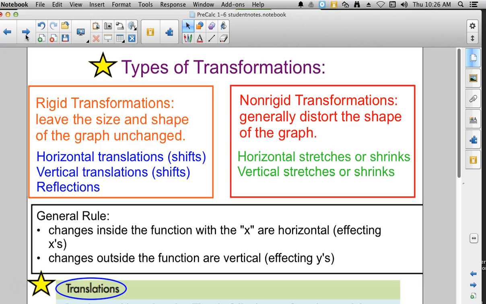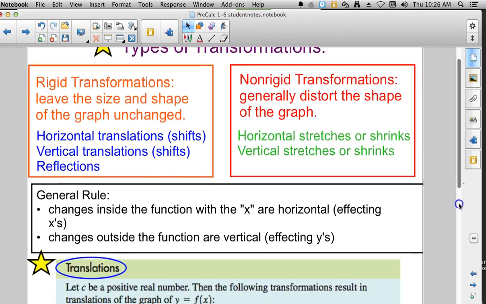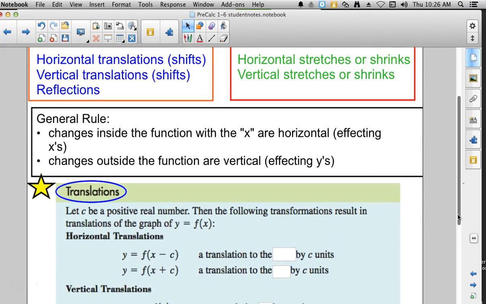So horizontal stretches or shrinks, that's going to be new to you as well. You've never done the horizontal stretches or shrinks, but you've done the vertical stretches and shrinks before. So the general rule, changes inside the function with the x are horizontal. That's what we mean by inside the function. If it's connected to the x, it is related to x when you graph it. And that would be going right and left. So those are your horizontal translations.